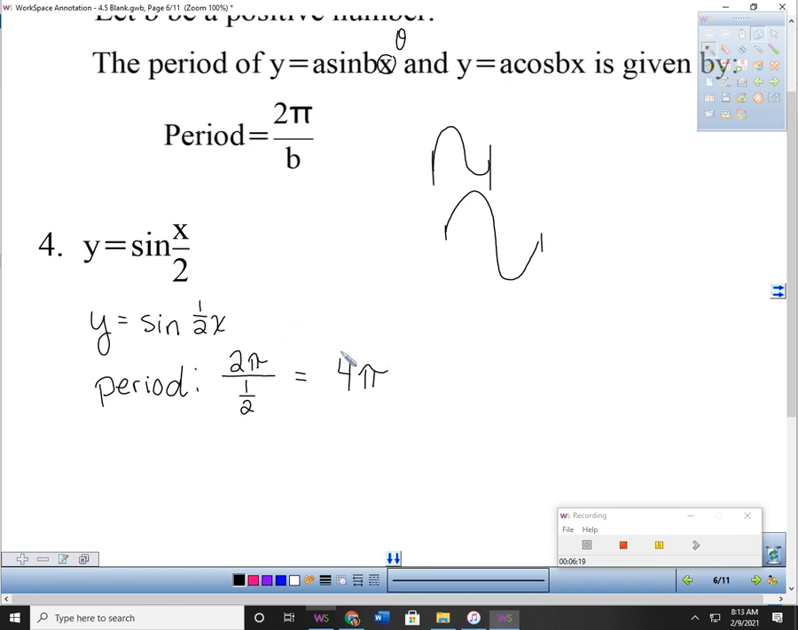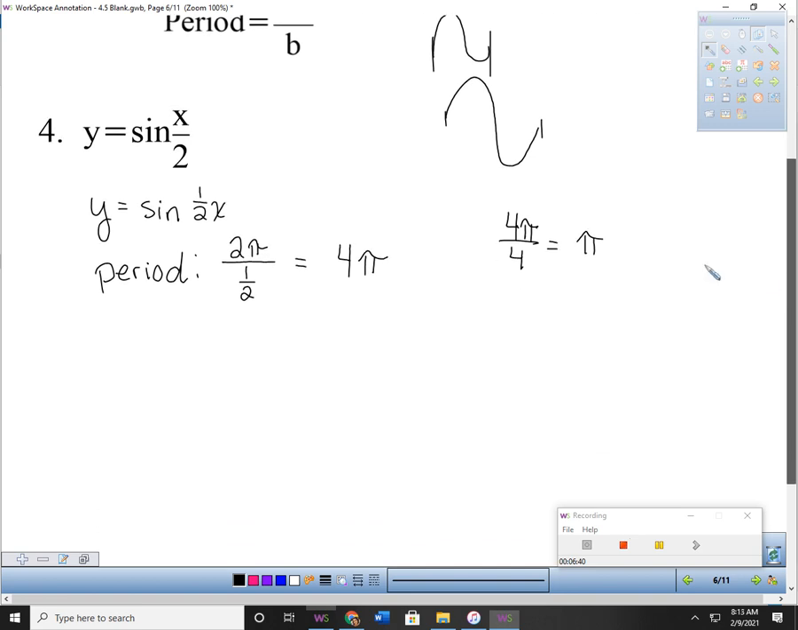So I have to figure out how much each section is. There are 4 sections. I'm going to take the 4 pi and divide it by 4. So every section is pi apart. Now notice, did I add or subtract any numbers anywhere? Did I multiply the front? No. All right, so for my key points, KP, you have 5 of them.